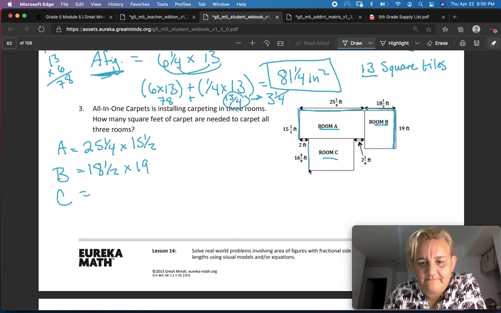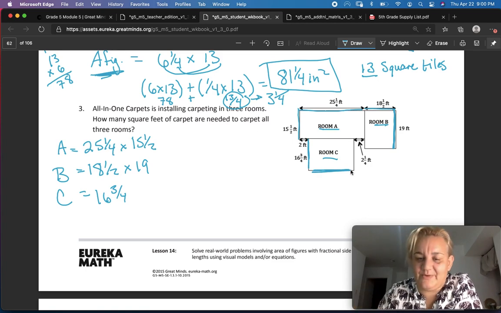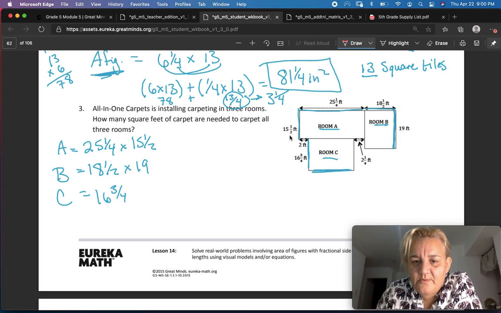Here we've got that number, 16 3/4, but we don't have this number. So how are we going to find that? Okay, what they did give us, I'm going to switch colors so you can see a little bit better. What they did give us was 2 feet here, 2 1/4 feet here, and we have this distance from here to here, which is 25 1/4 feet.